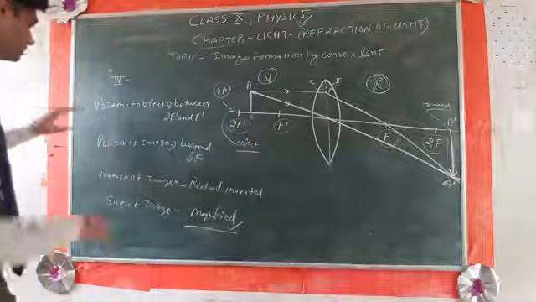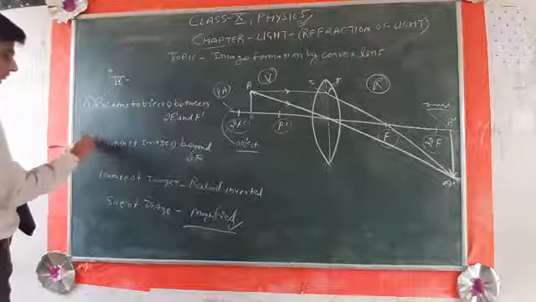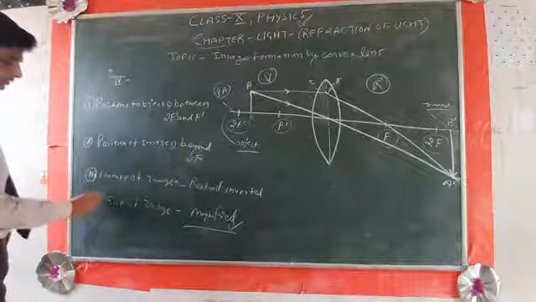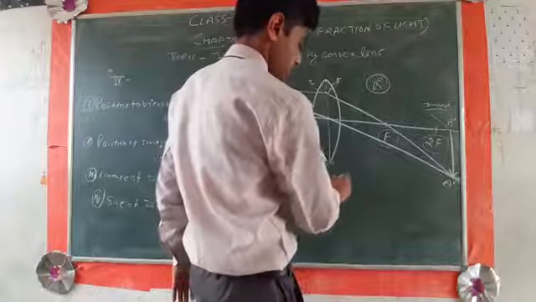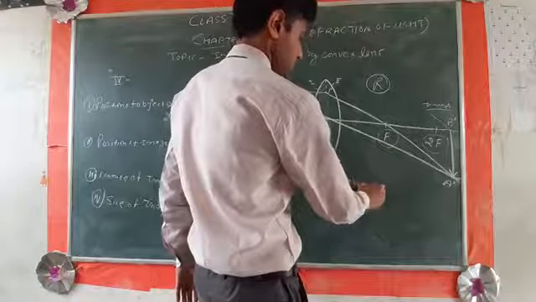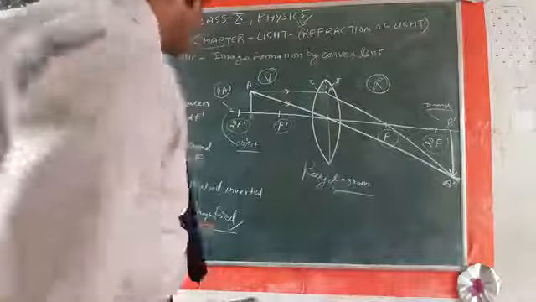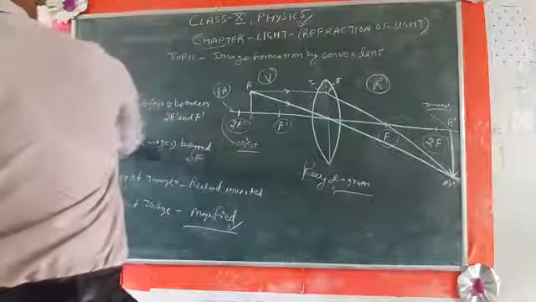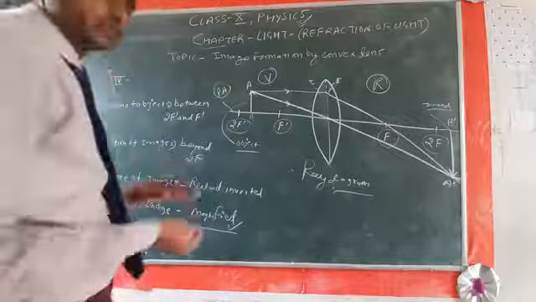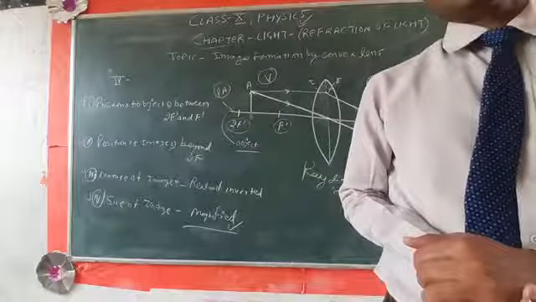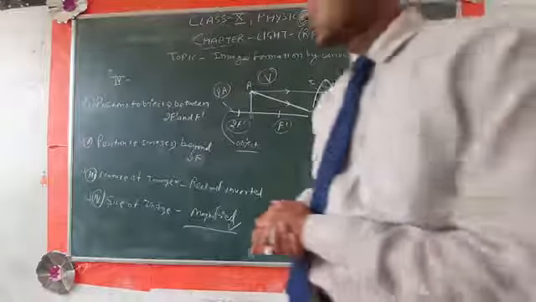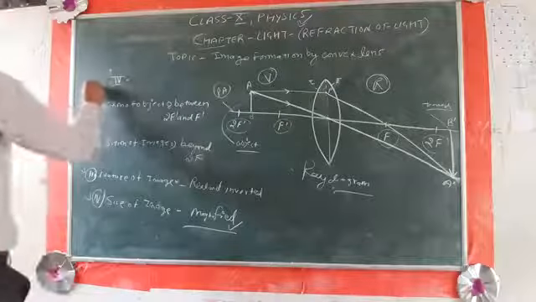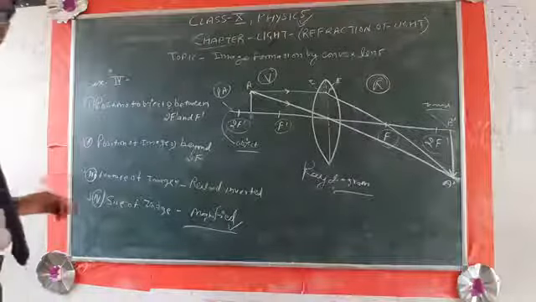Okay, so you have to write out these points and you have to draw the ray diagram. Both are important. You have to know how to draw the ray diagram and the fourth point: where is the position of object, where is the position of image, and the nature and the size of image. Okay, so now this is the fourth case. Now I am going to discuss the fifth case.